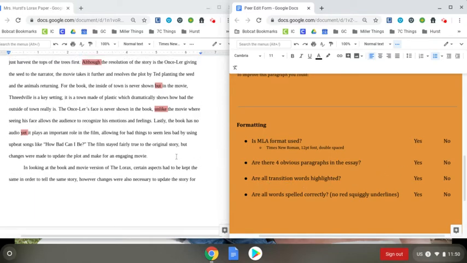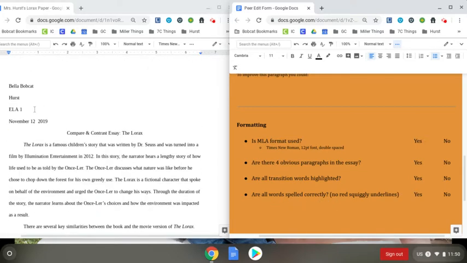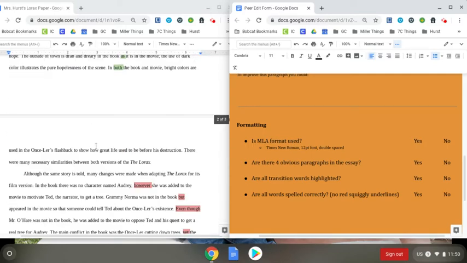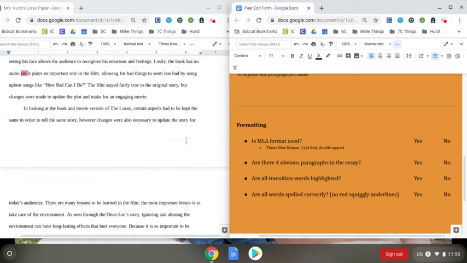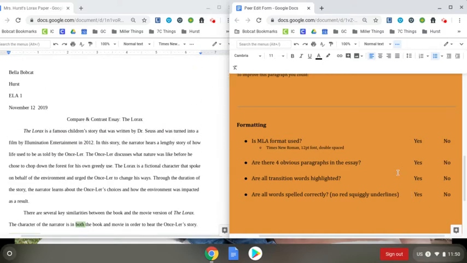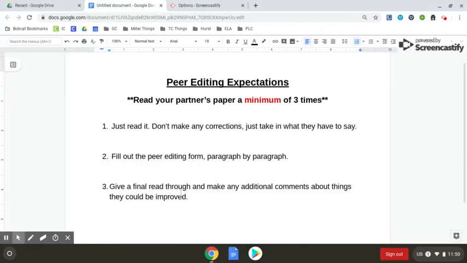Are the transition words highlighted? Looking over them, yep, they are, so yes. And are all words spelled correctly? When I scroll through Bella's essay, there's nothing with a squiggly line saying that it is not spelled correctly. So again, I could say yes. Now, the final time you read through the paper, give it a final go. Look at any additional comments about things that you could improve.